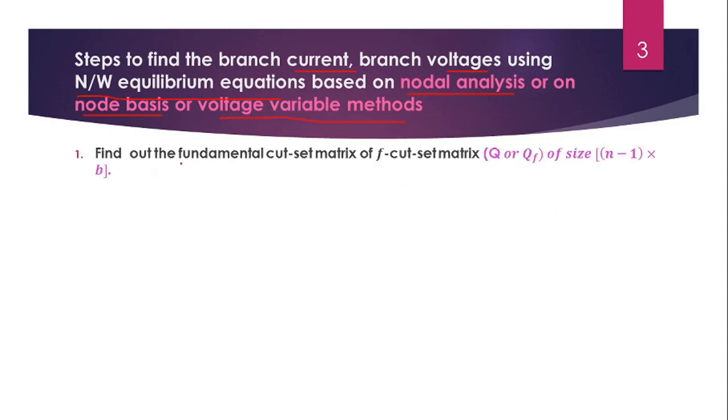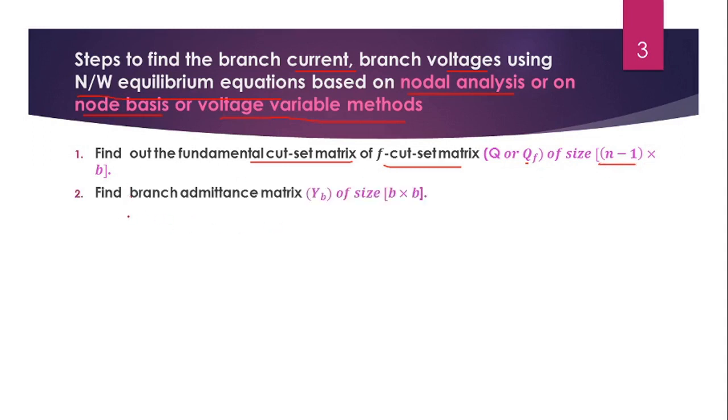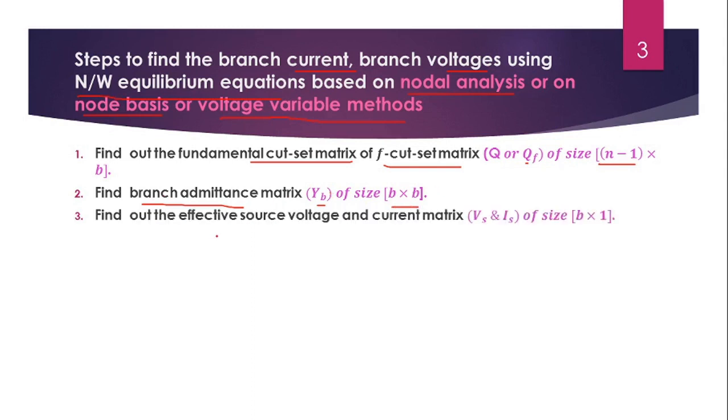So what is the first step here? The first step is to find the fundamental cut set matrix, that is Q or QF, and the size is number of twigs by B, or n minus 1 by B. Second step, find the branch admittance matrix, that is YB, and the size is B by B. This YB matrix can be found from the circuit.